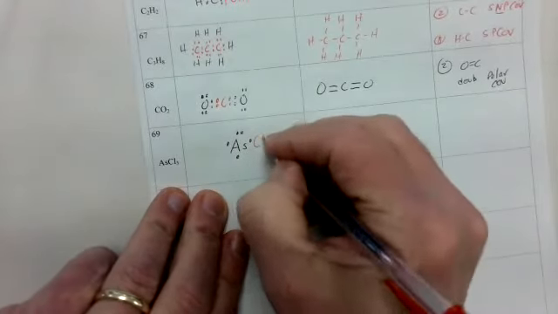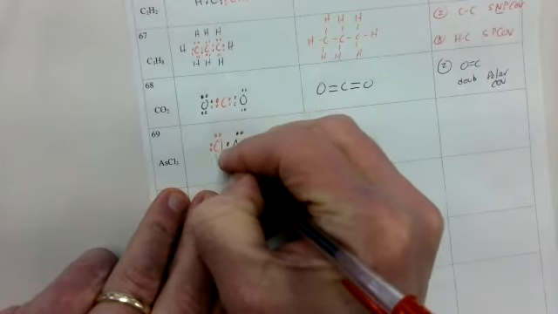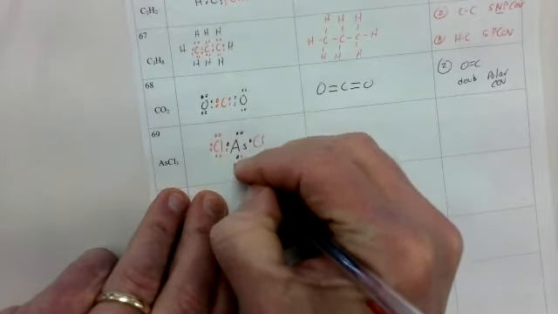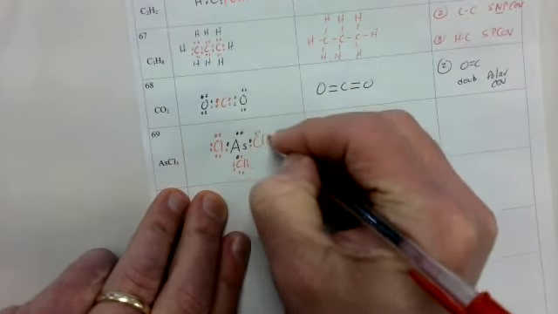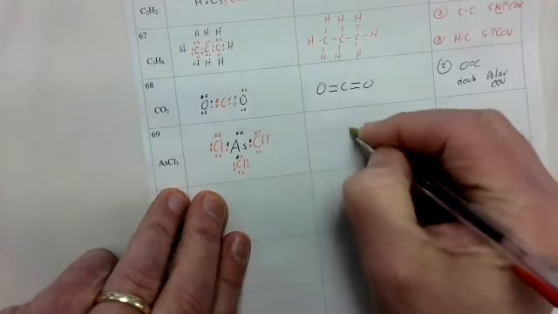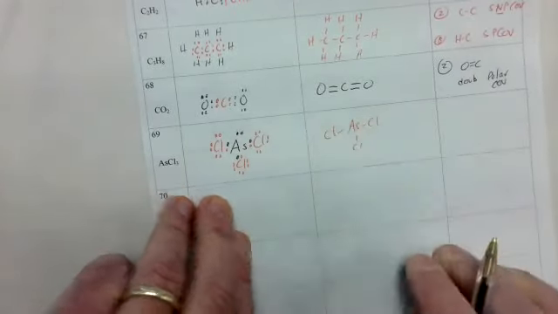And then the chlorines are going to come in like this. This chlorine has a total of 7 dots. This chlorine has a total of 7 dots. And this chlorine has a total of 7 dots. So we have AsCl, Cl, Cl.